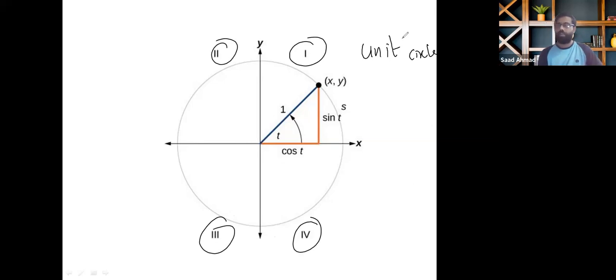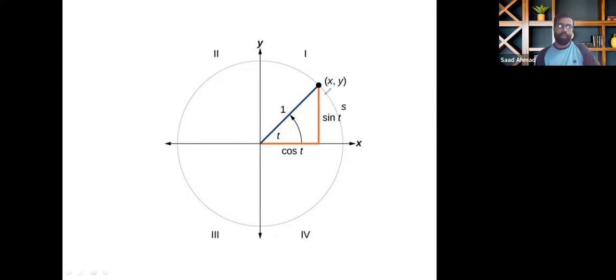So let's say I have a triangle, right? This is the point 0, 0. And this is the point xy on the circle. This is a unit circle, so its radius is 1. Right? This is a right triangle here.